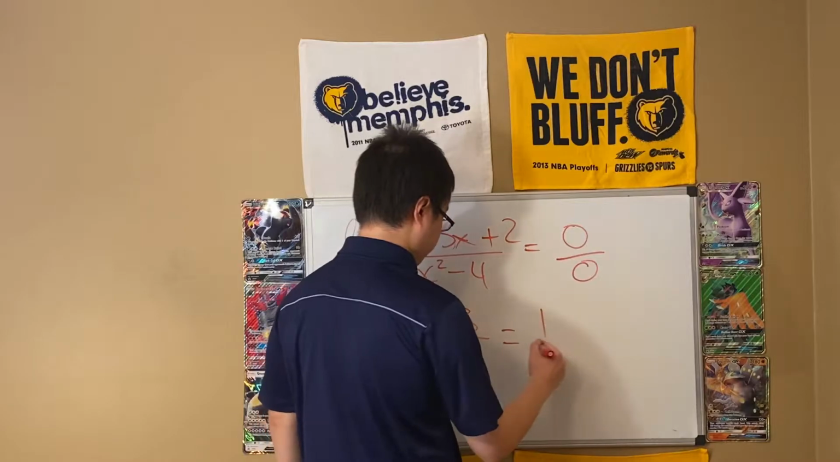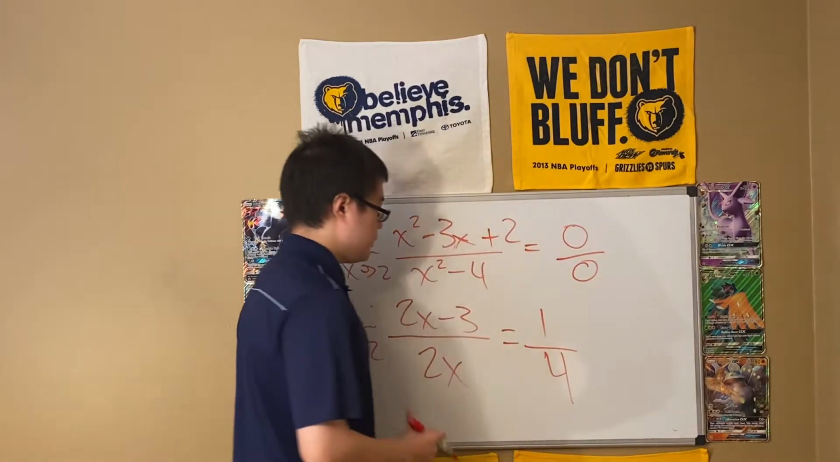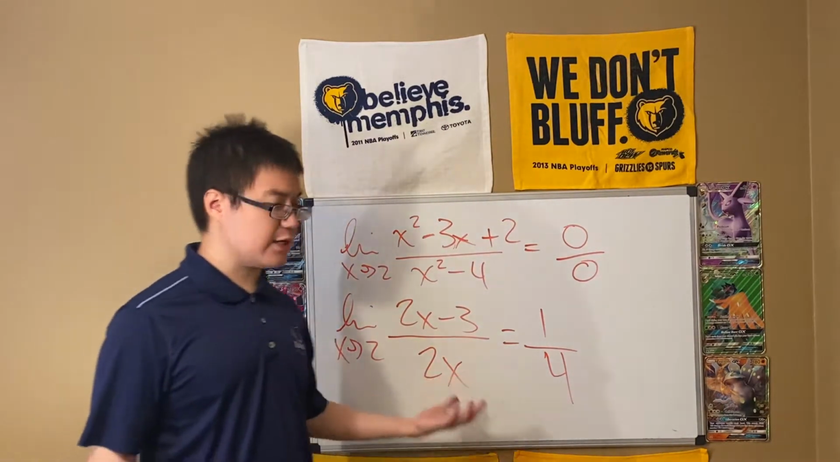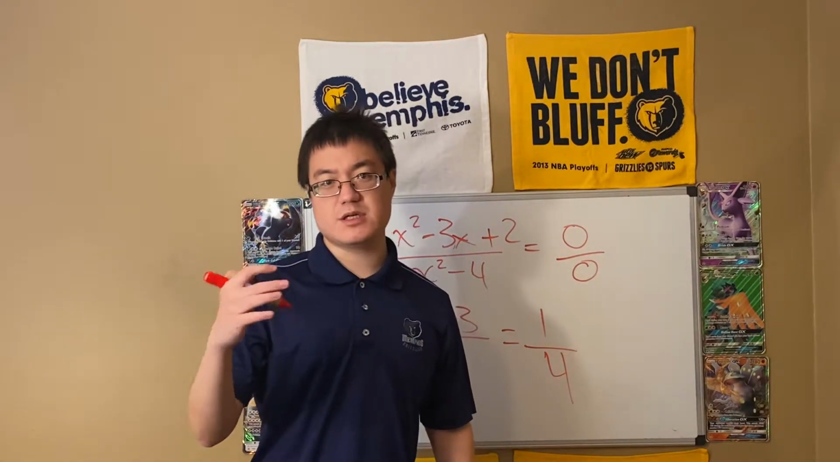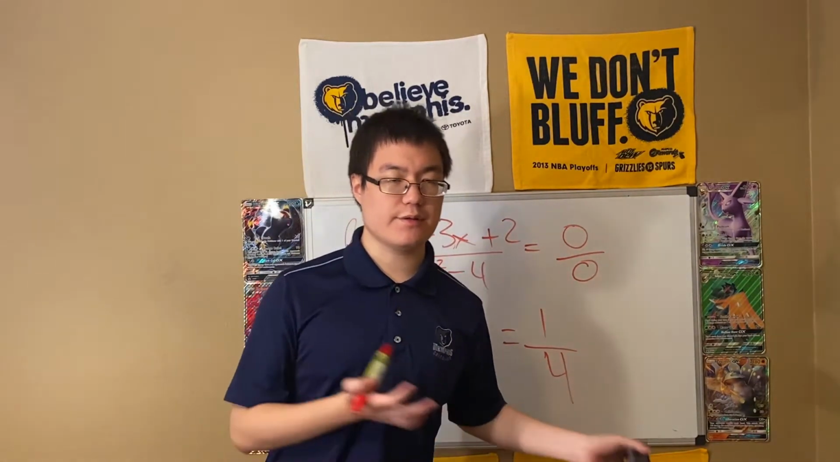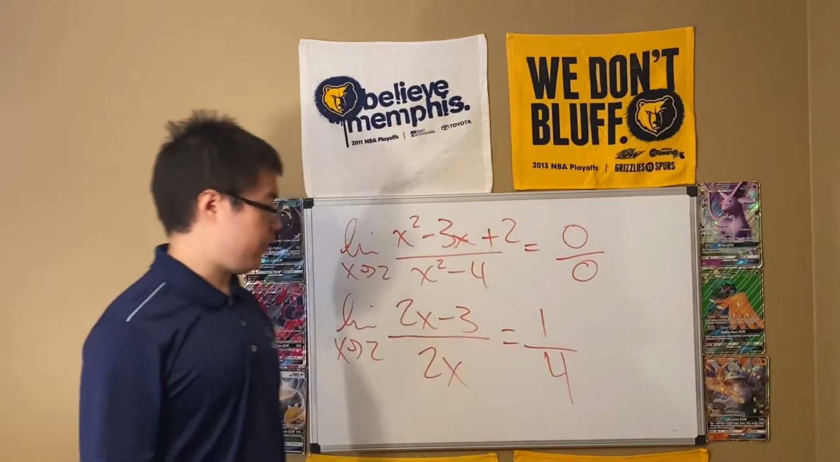So this answer is 1/4. So again, not the hardest process in the world. Just notice how easy it is. Recognize that it's 0 over 0, and then take the derivative of the top, derivative of the bottom, and then plug that number back in. And that's all it is.